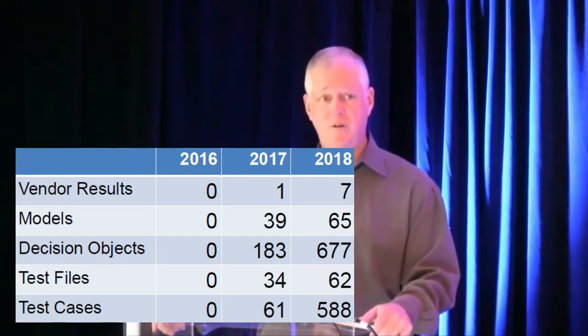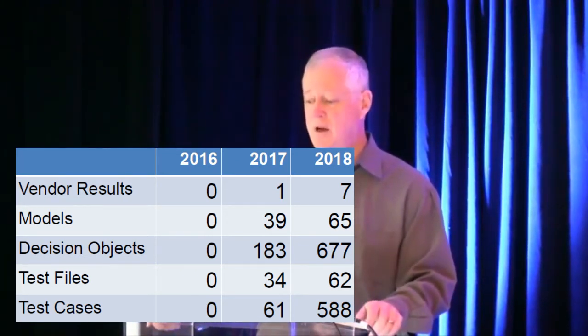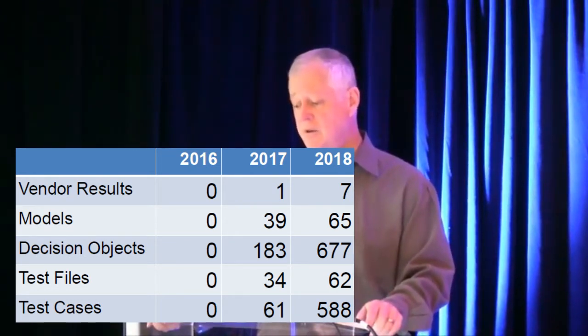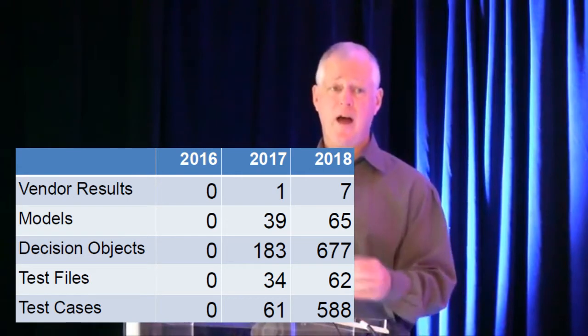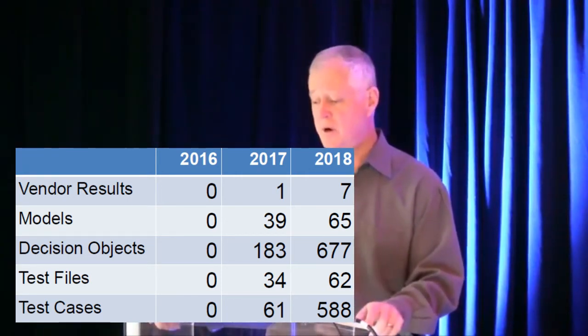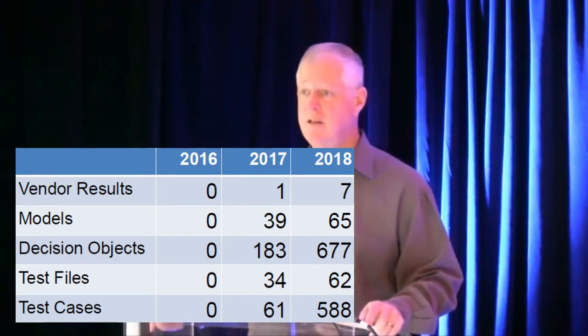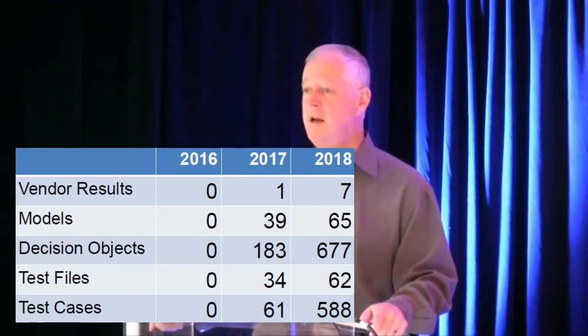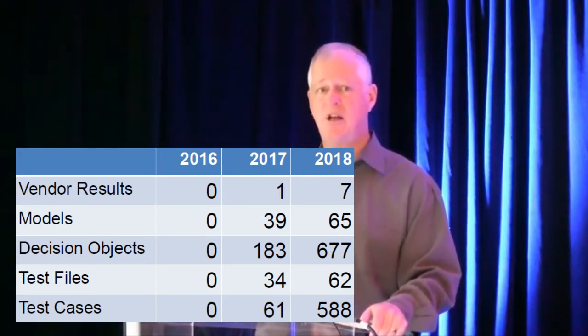We've gone to 65 different test models. We have 677 decision objects in those, 62 test files. And each file has a number of cases in it, so we have 588 test cases. Not all of those cases are in the active set. Some of them are set aside as not being strictly compatible to the spec today. We're waiting for the version 1.2 of the spec to come out so that we can then bring those back, or maybe some things to be resolved. But anyway, we have 588 test cases.